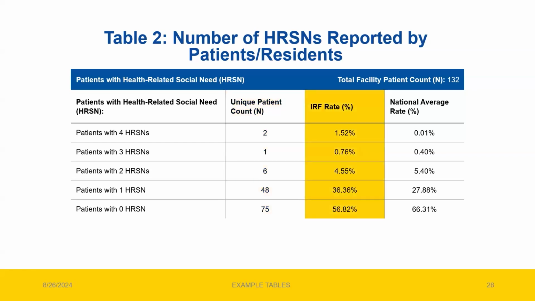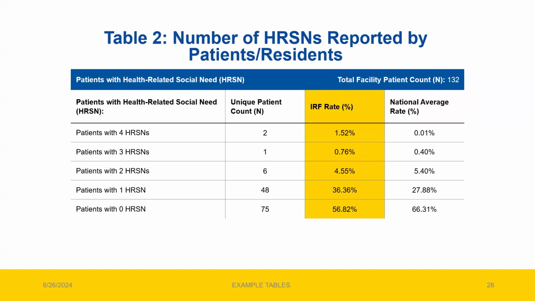The third column again focuses on the facility's rates. As in Table 1, the rate values in this column are calculated by taking the unique patient count value listed in the second column, dividing by the total patient count reported on the top right, and expressing this as a percentage. In this example, patients who screened positive for all 4 HRSNs during the performance period comprised 1.52% of the IRF's total patient population.